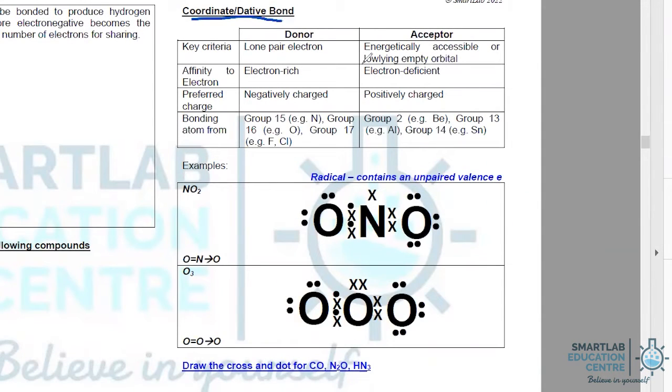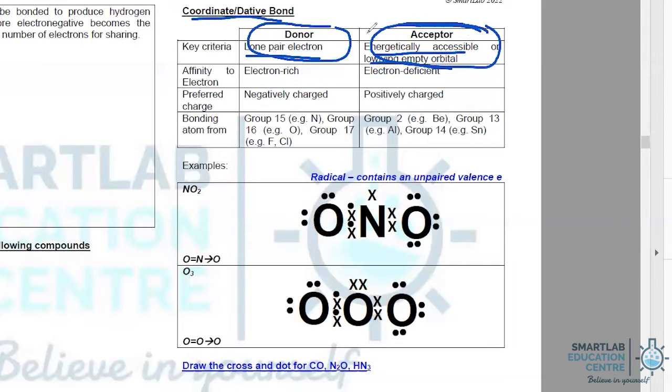Coordinate or dative bond is another form of covalent bond, where one of the bonding atoms donates a full lone pair of electrons, while the other bonding atom provides an energetically accessible low-lying empty orbital. In short, the donor provides a fully filled orbital, while the acceptor just provides an empty orbital. Typically, that occurs when the donor is electron-rich, while the acceptor is electron deficient.